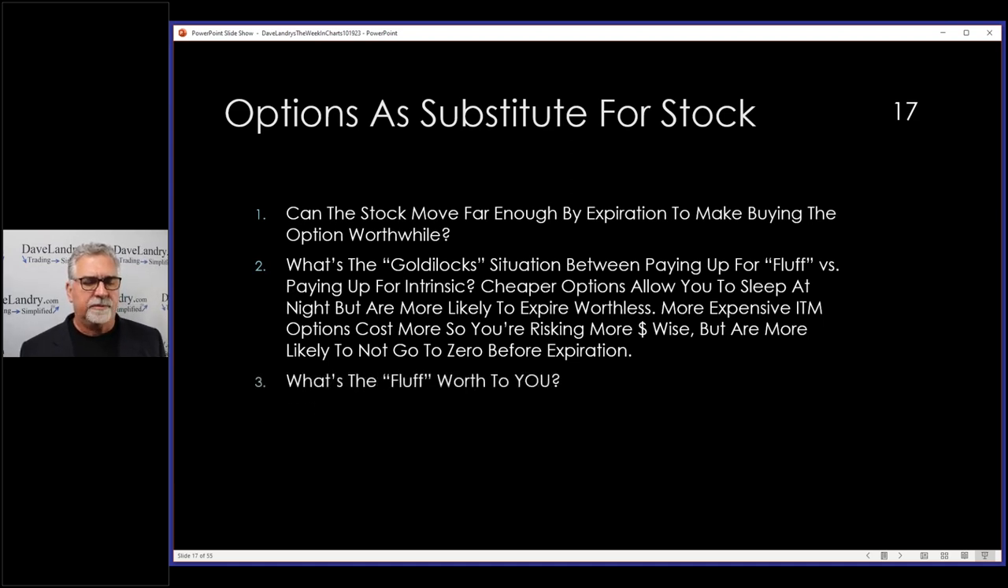So you've got to decide, what's the fluff worth to you? I might not want to spend thousands and thousands of dollars on options that are deep in the money if I can get a reasonably priced option that's closer to the money or possibly even a little bit out of the money, and put up maybe $1,000 as opposed to $10,000. So it's always a trade-off. How much is it worth to just put up a small amount of capital?